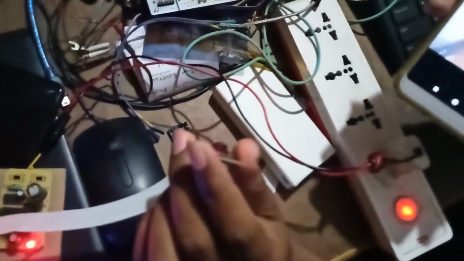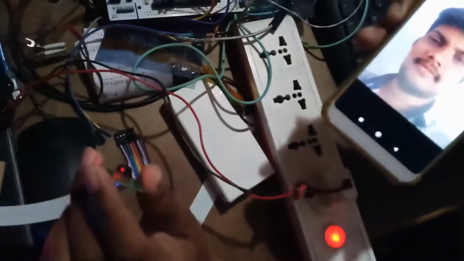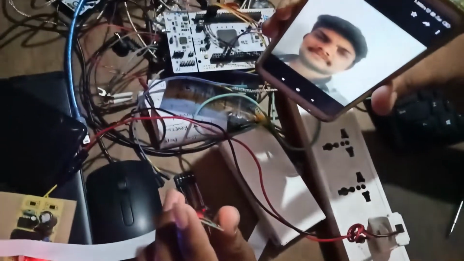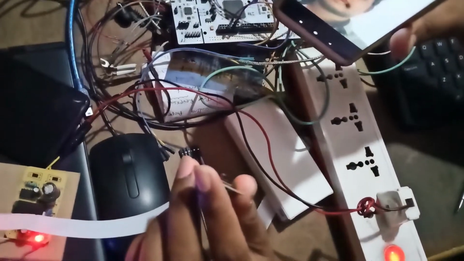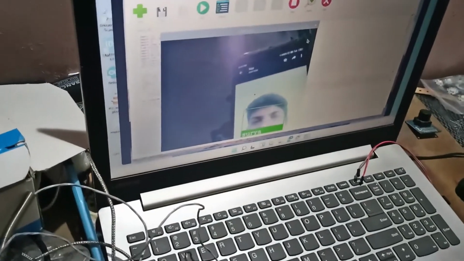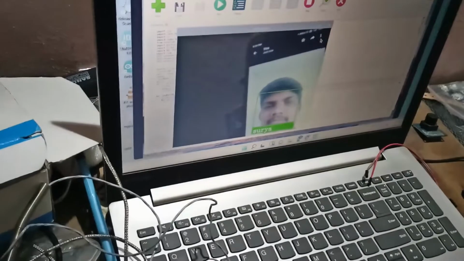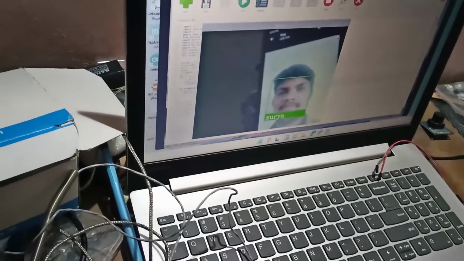Firstly, we are showing a person to the camera, and you can see the camera and it is detected. The camera detected the person, so we are changing the person to another person, and you can see on the LCD too it is scanning.